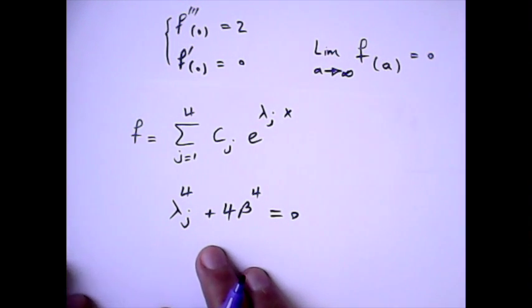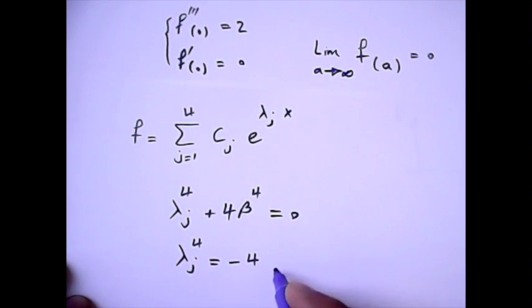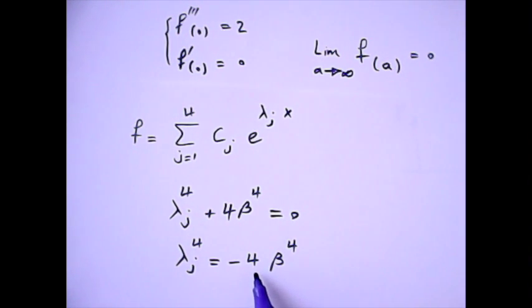Okay, so let me take this guy to the other side. So lambda j to the power 4 would be equal to minus 4 times beta to the power 4. Alright, now this is pretty interesting. You see, beta is a positive number. So beta to the power 4 is also positive. 4 is a positive integer, so this whole thing here is positive, and it's multiplied by negative. So the entire term on the right hand side is a negative number.